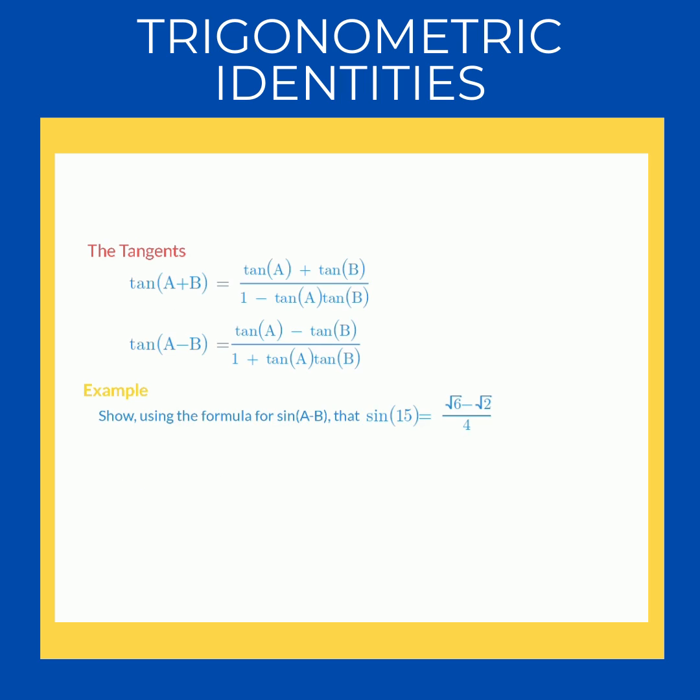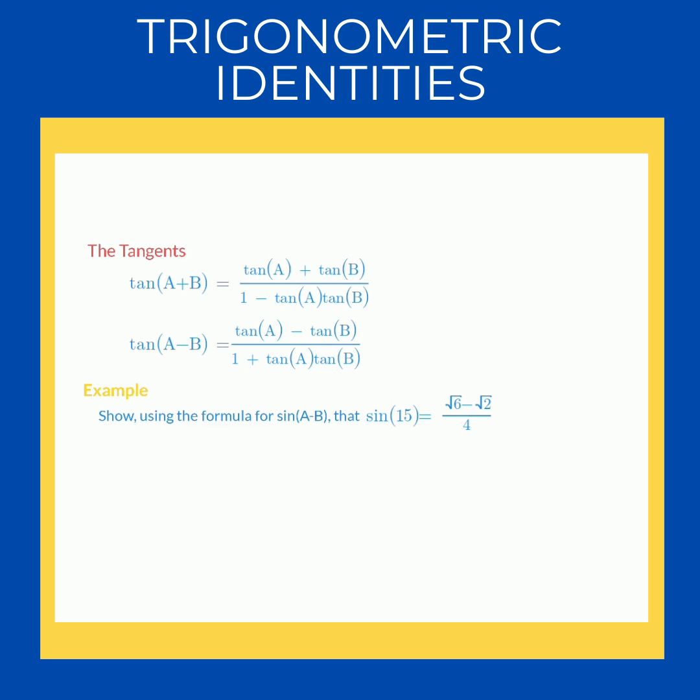Now for the tangent, if I have tan of a plus b, it is equal to tan of a plus tan of b over 1 minus tan of a times tan of b. While for tan of a minus b, it is equal to tan of a minus tan of b over 1 plus tan of a times tan of b.